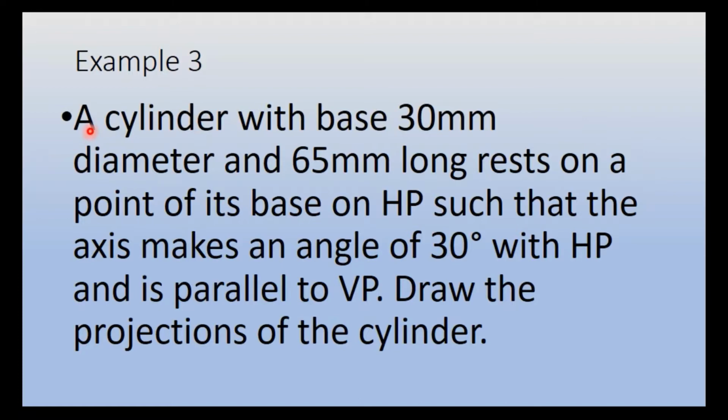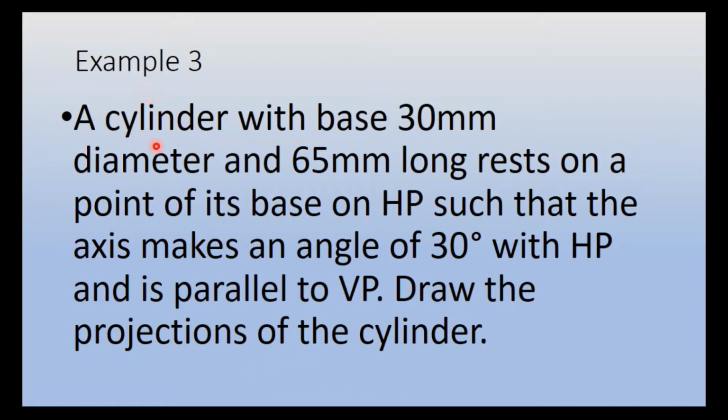So this is example number 3. A cylinder with base 30 mm diameter and 65 mm axis long rests on a point of its base on HP such that the axis makes an angle of 30 degree with the horizontal plane and is parallel to the vertical plane. Draw the projections of the cylinder.